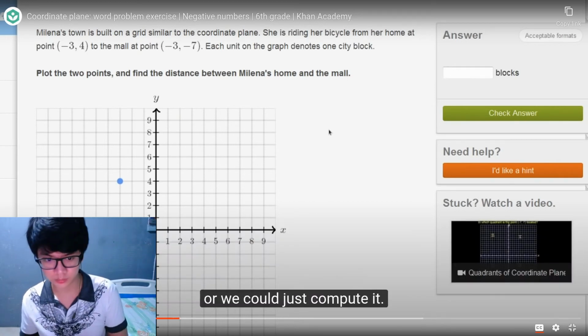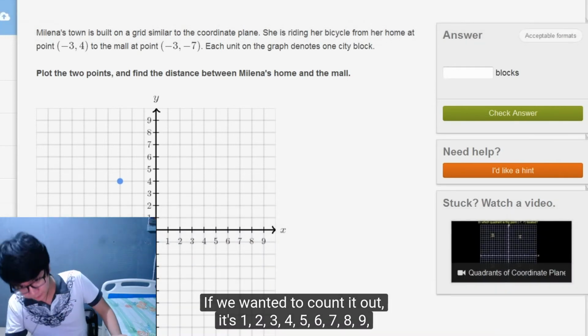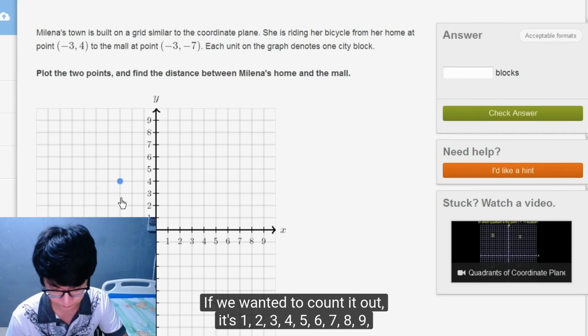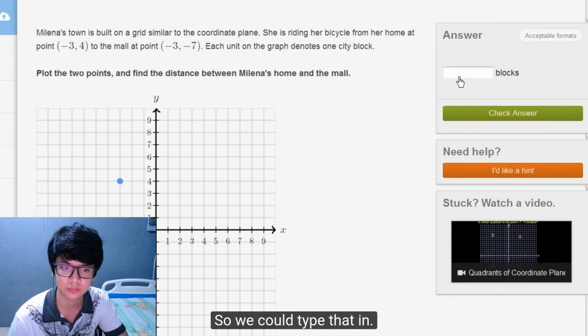We could count it out, or we could just compute it. If we wanted to count it out, it's 1, 2, 3, 4, 5, 6, 7, 8, 9, 10, 11 blocks. So we could type that in.